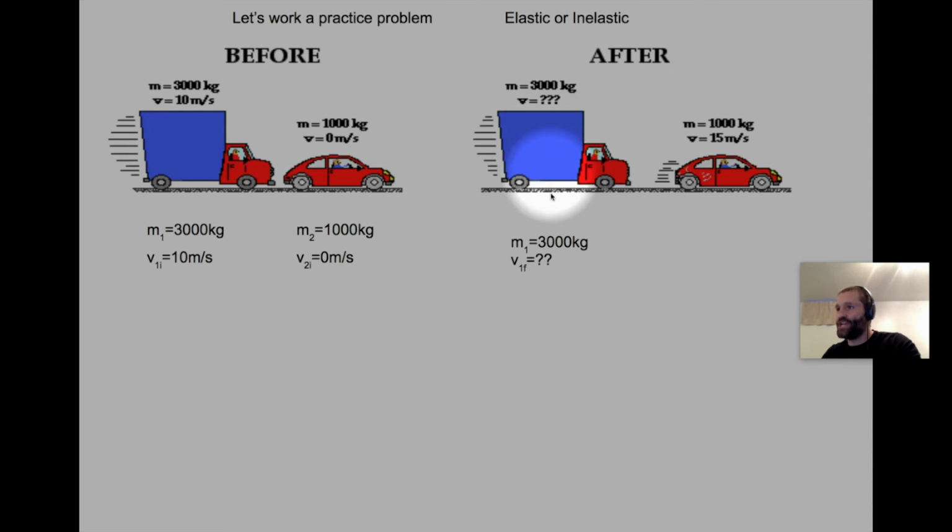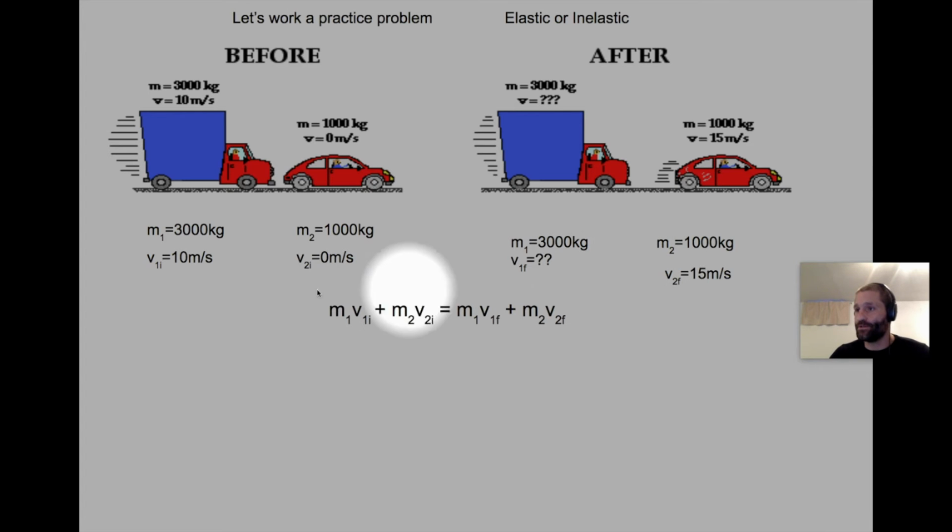The mass isn't changing of the car. This is post-collision after they've hit. What is the velocity of the car? We don't know. We want to find that out. But if I know this car is going 15 meters per second, I have all the variables I need. So this is an elastic collision, because they're bouncing off each other. So I can use this equation.